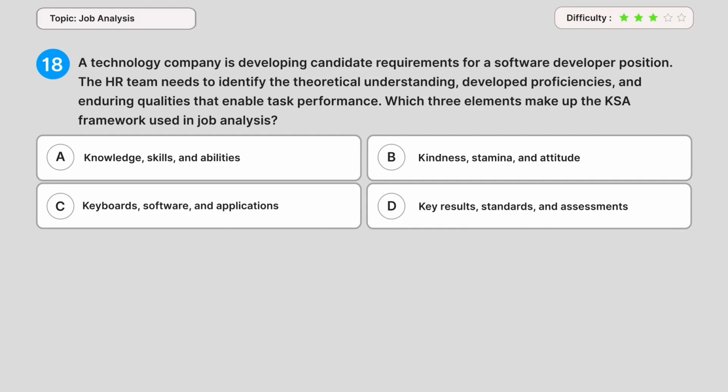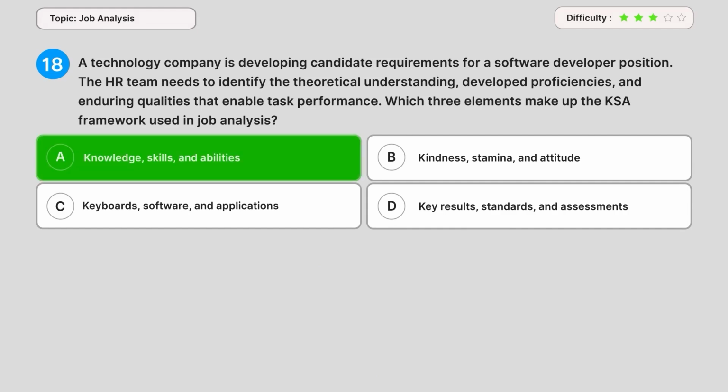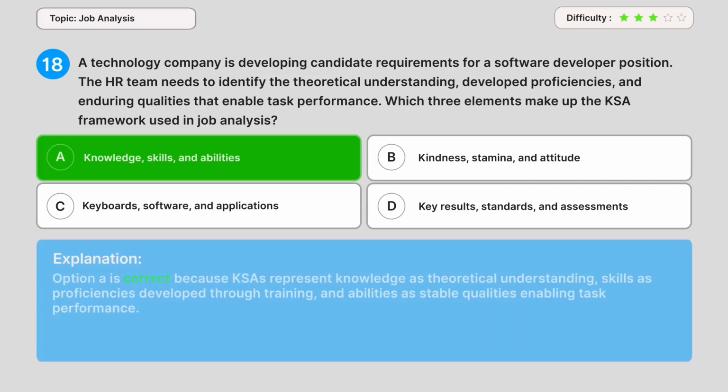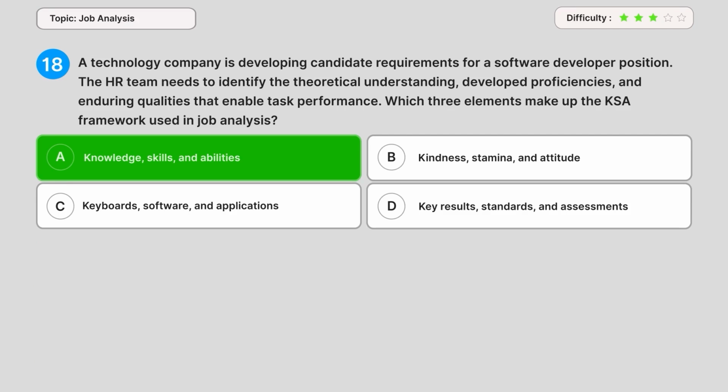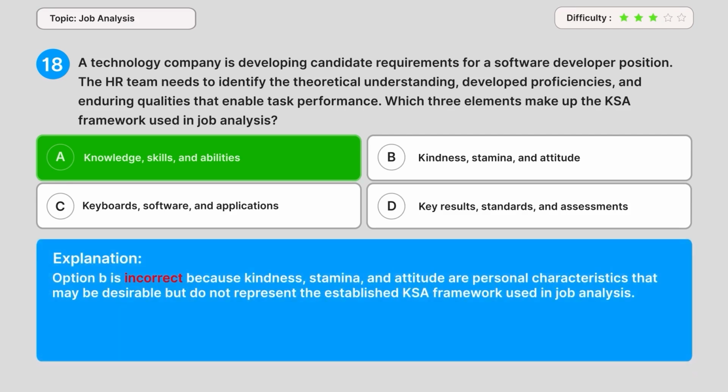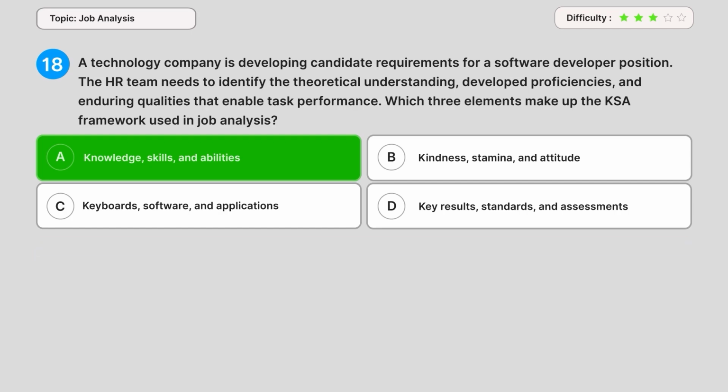Correct answer, A. Knowledge, skills, and abilities. Explanation. Option A is correct because KSAs represent knowledge as theoretical understanding, skills as proficiencies developed through training, and abilities as stable qualities enabling task performance. Option B is incorrect because kindness, stamina, and attitude are personal characteristics that may be desirable, but do not represent the established KSA framework used in job analysis.